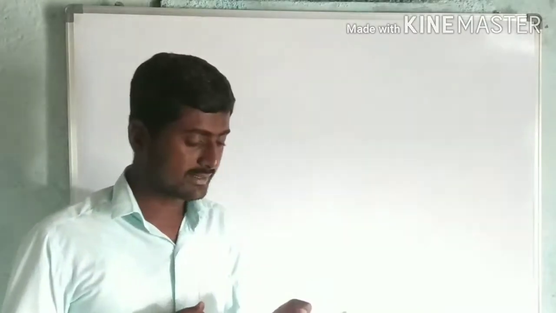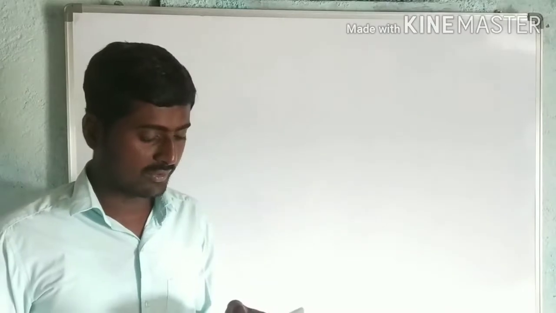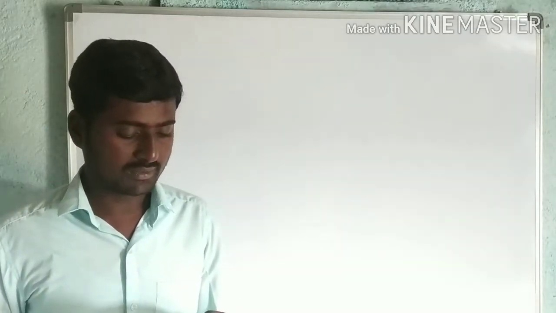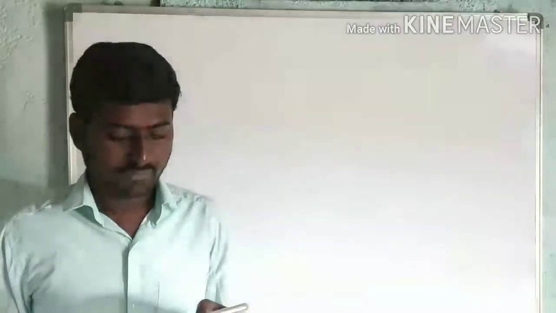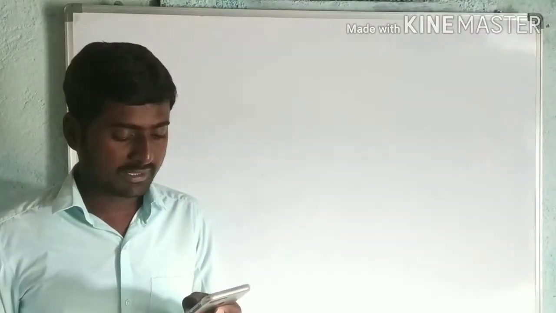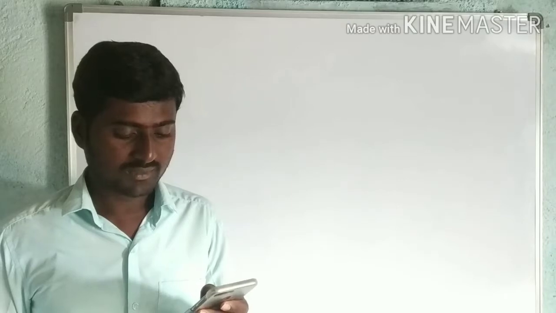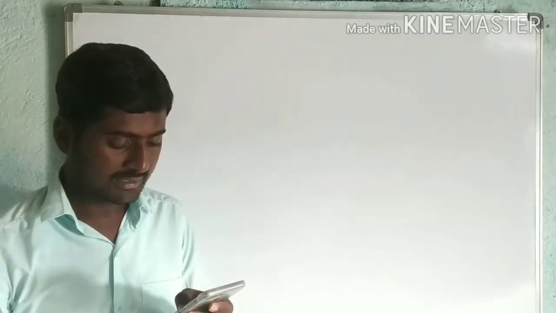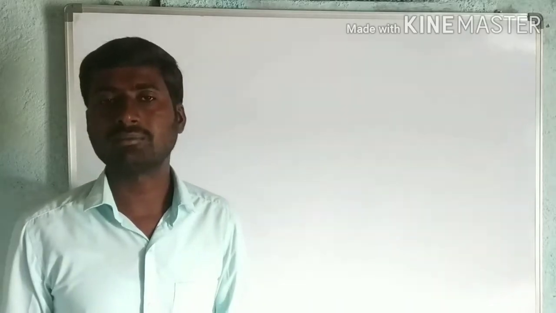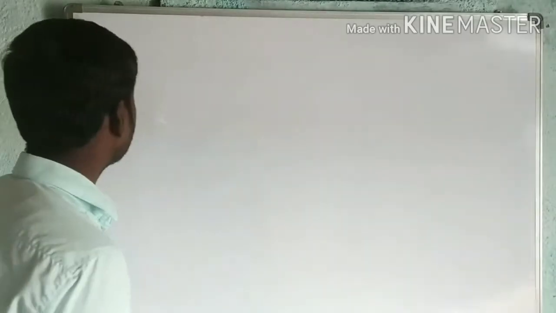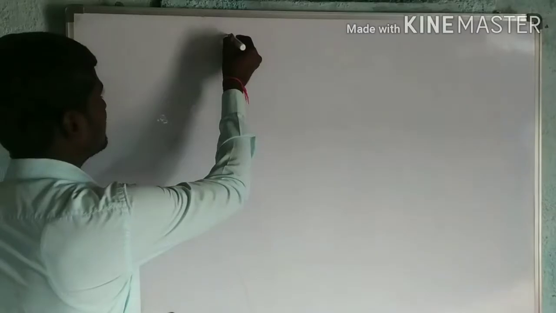The first question is: the angle of elevation of the top of a vertical tower from a point on the ground is 60 degrees. From another point 10 meters vertically above the first, its angle of elevation is 30 degrees. Find the height of the tower. There was one tower. Let us take this is one tower.